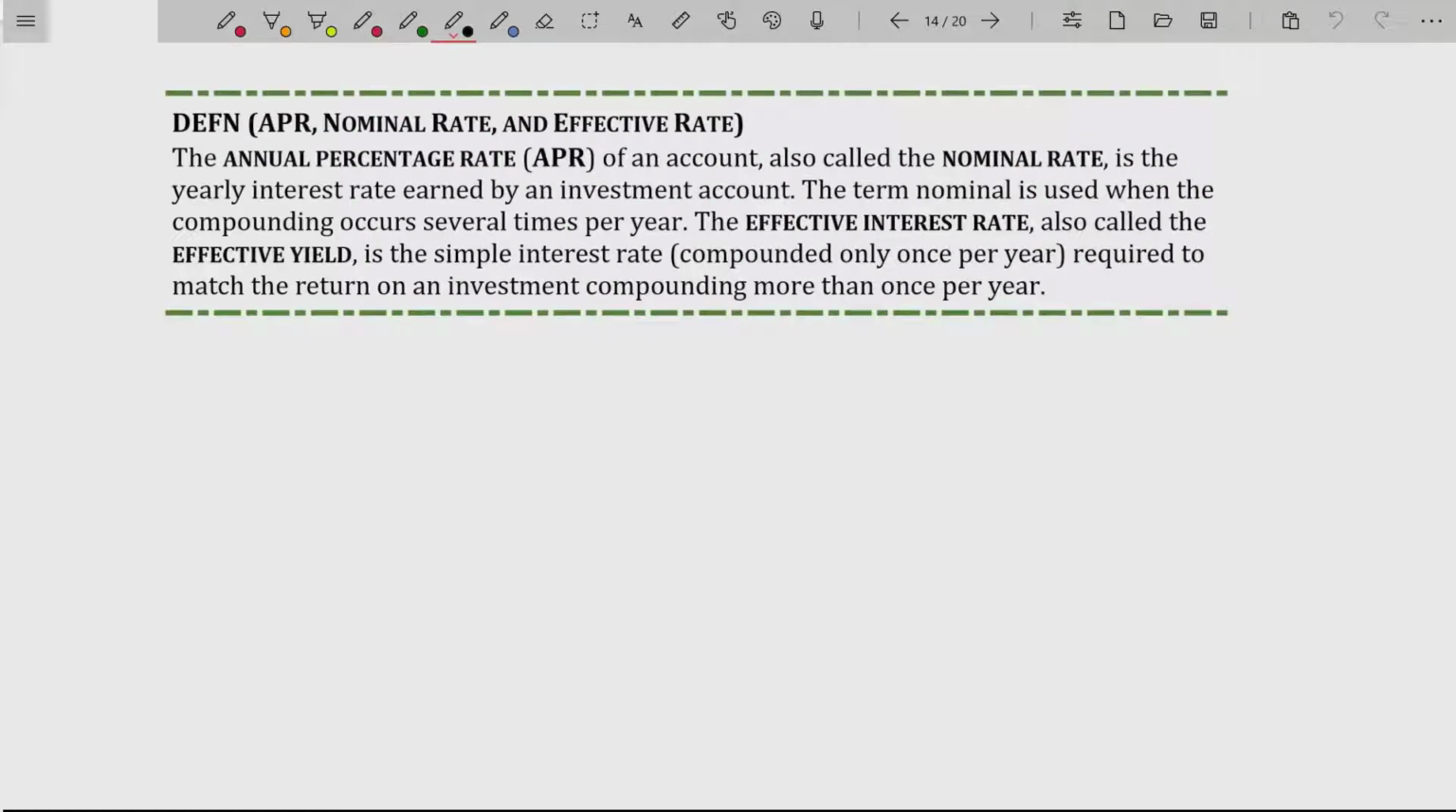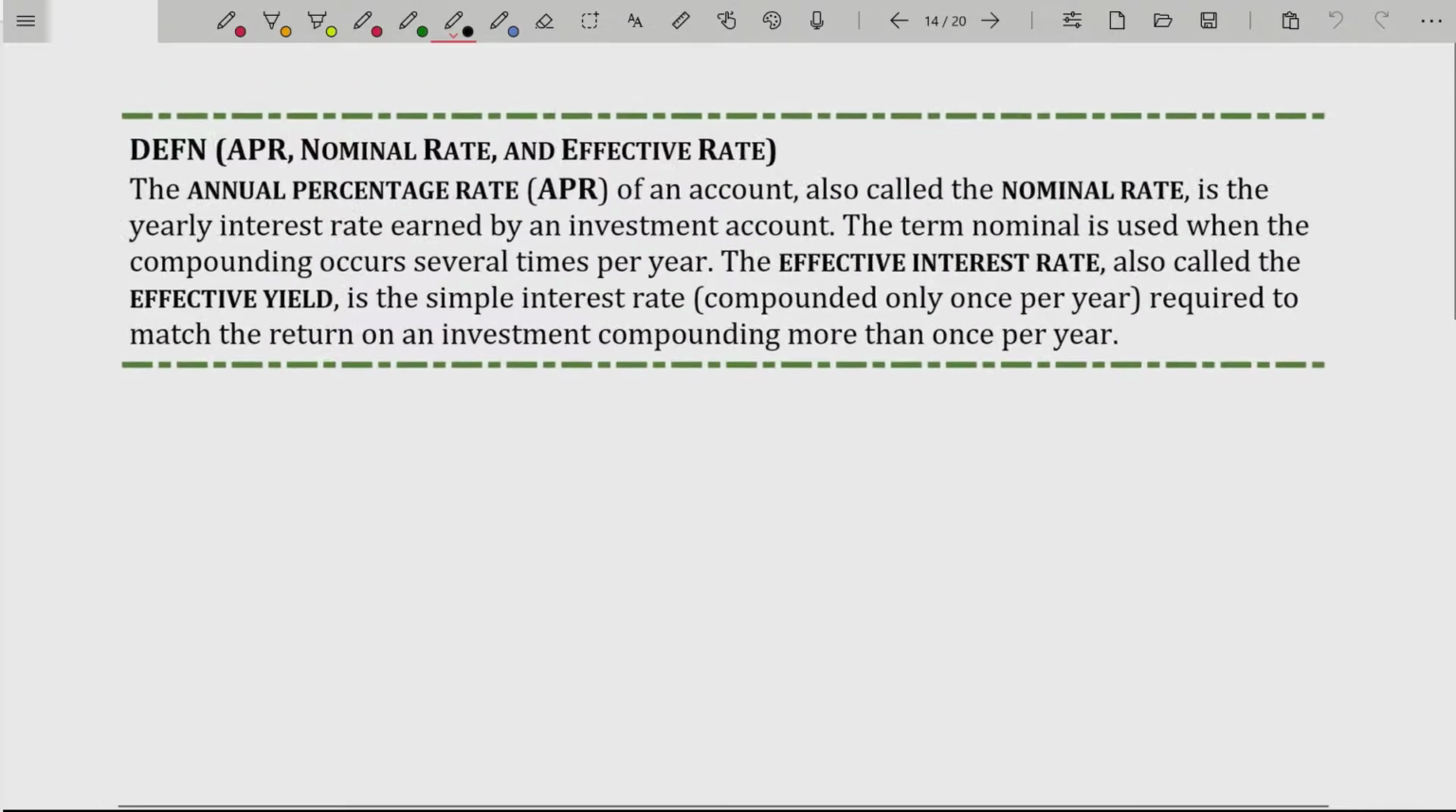Now, before we get into what we can do with these, there is some language that I'd like to add to our nomenclature so that we can deal with these on a more cognizant level. So we're going to define APR, annual percentage rates, the nominal rate, and effective rates, also called effective yields. So the annual percentage rate, or APR, of an account is also called the nominal rate. They mean the same thing. And it is the yearly interest rate earned by an investment account.